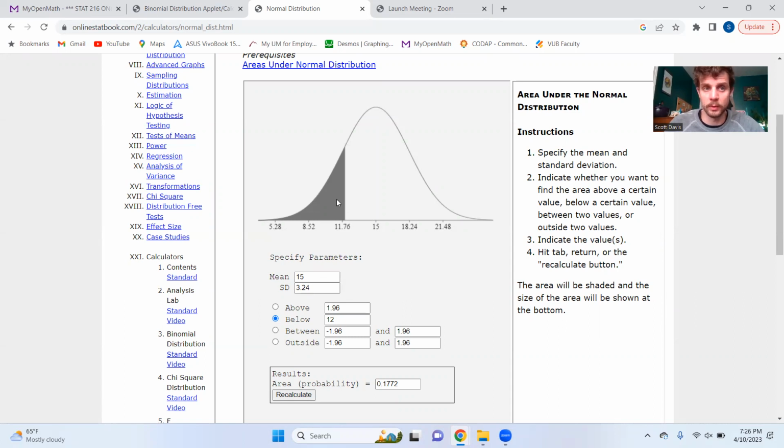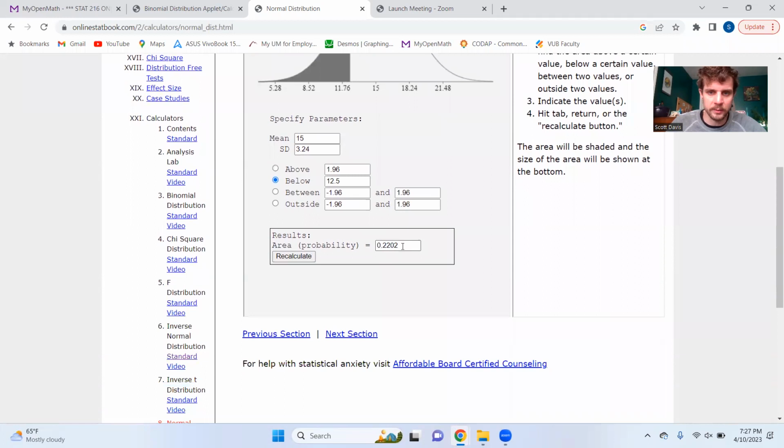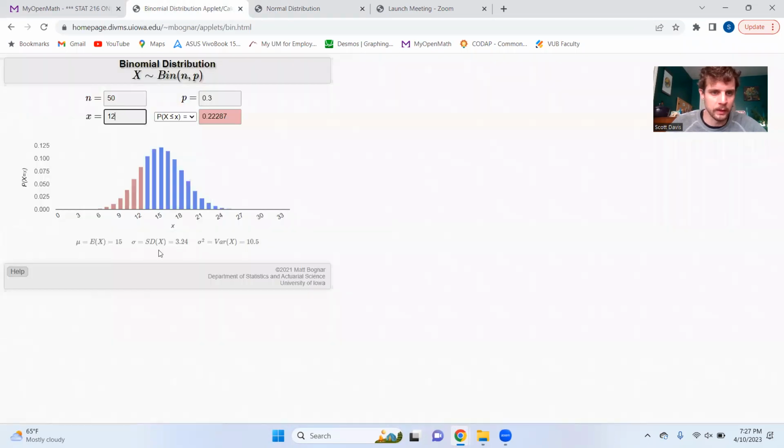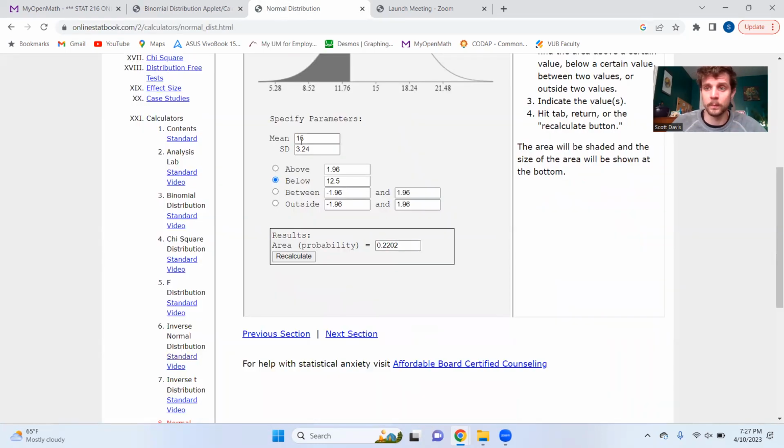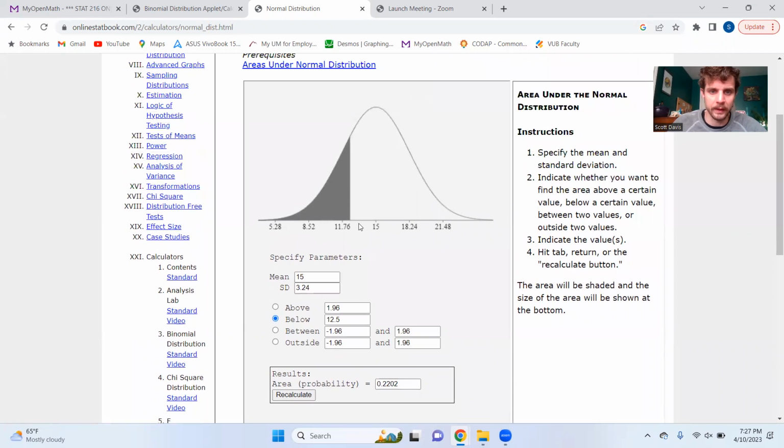So what we'll end up doing is we'll use what's called the continuity correction. We will always add 0.5 to the number of successes that we're looking for. And that will make our probability much closer. So if I do 12.5, our area is 0.2202 compared to the 0.2227. So it's within less than 1% of an error there.